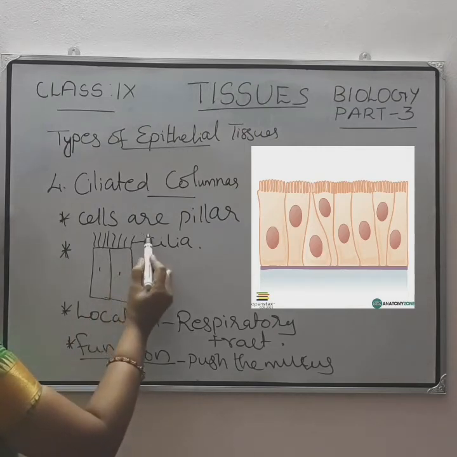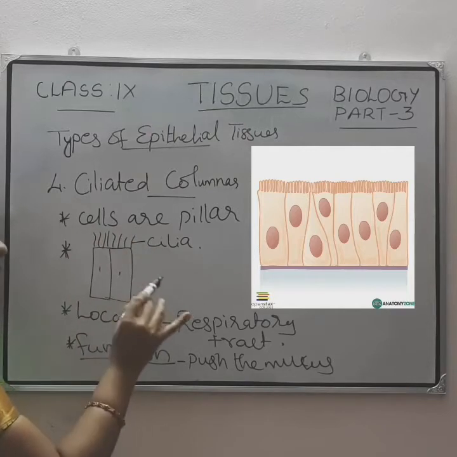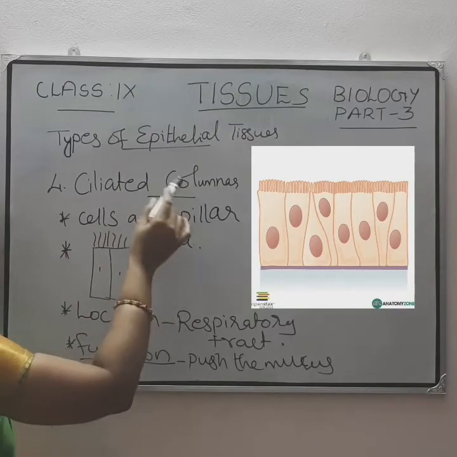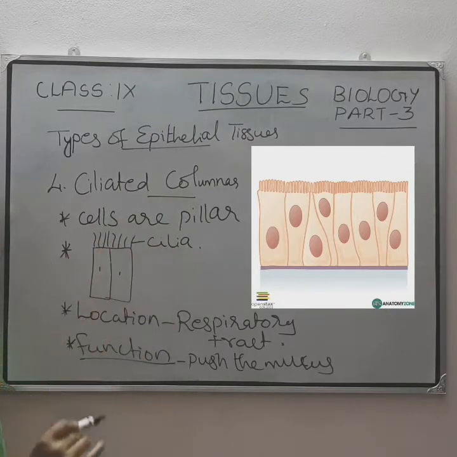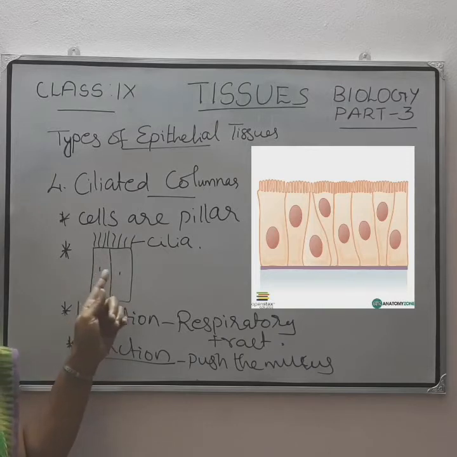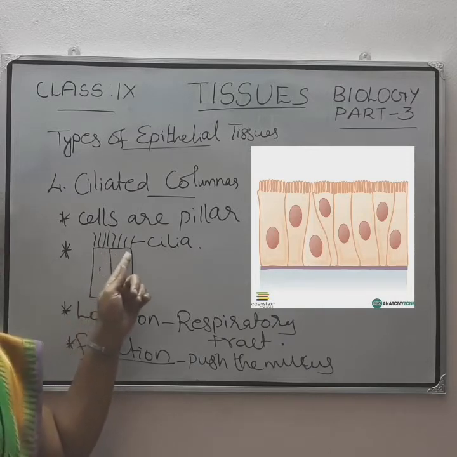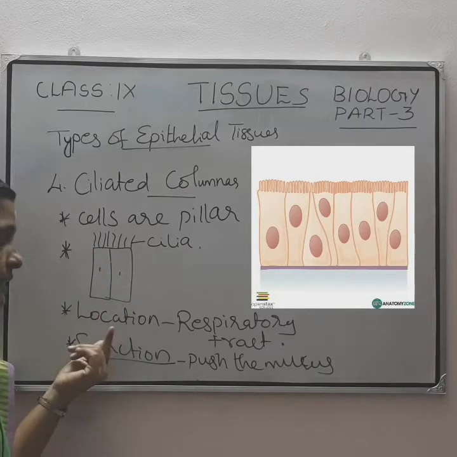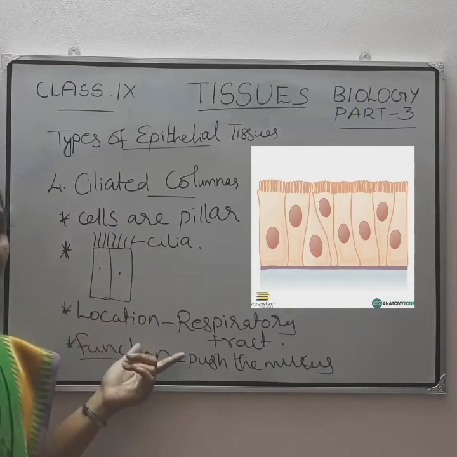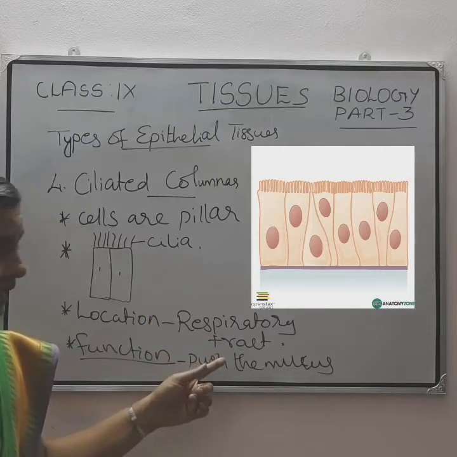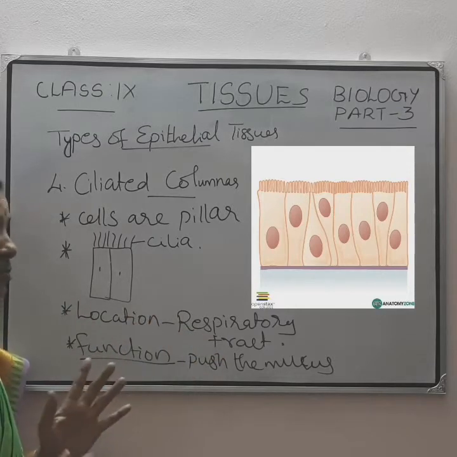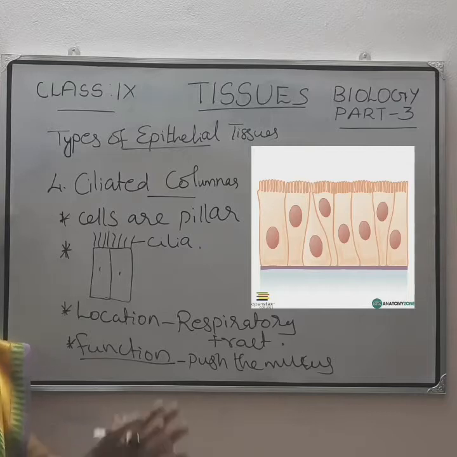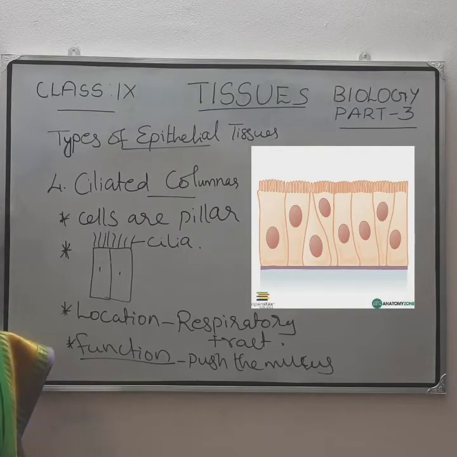So here the cells are pillar-like or columnar. But what is the difference between columnar epithelial cells and ciliated columnar epithelial cells? Here the outer surface of the cells possesses hair-like projections called cilia. Where is this type of epithelial tissue present? In the respiratory tract. And what is its function? It pushes the mucus forward to clear the respiratory tract.